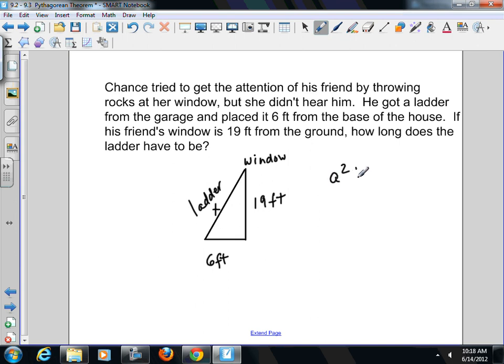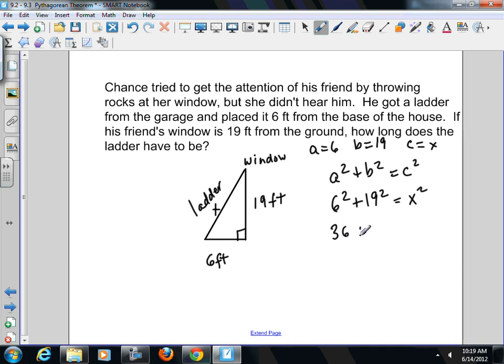We have a squared plus b squared equals c squared. And in this case, we know a is 6 and b is 19. And let's plug our numbers in. We're trying to find c, which is our x, our longest side. Oh, and by the way, here's our right angle, of course. So we have 6 squared plus 19 squared equals x squared.